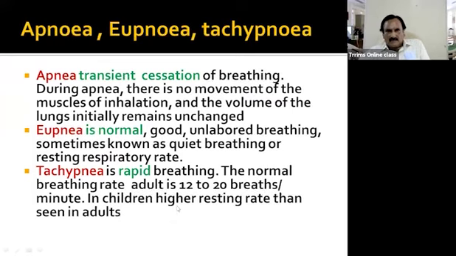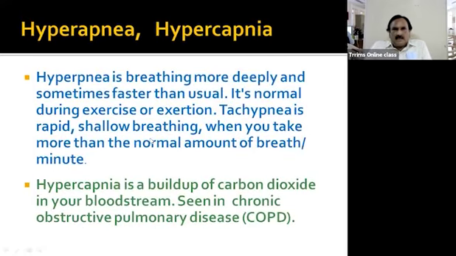Eupnea is normal breathing. Tachypnea is rapid breathing. Normally, the adult breathes 12 to 15 times per minute. In children, the rate is much higher. So you should know about apnea, eupnea, and tachypnea. Hyperpnea is breathing more deeply and sometimes faster than usual, normally during exercise or exertion, when you take in more air per minute.